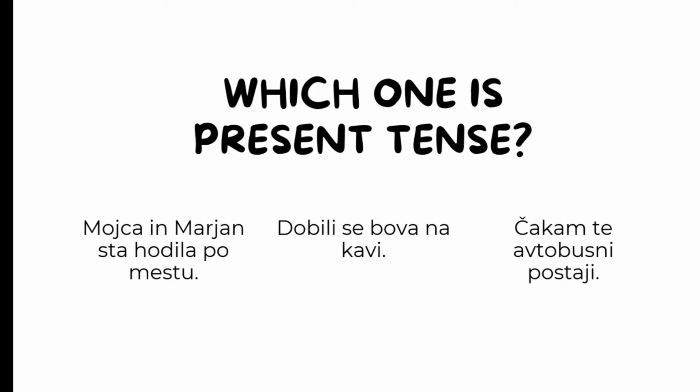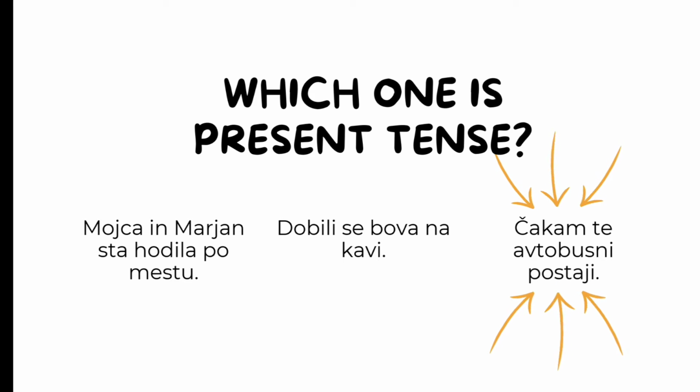Now, if you've been paying attention, you will be able to answer this. Which one is present tense? So we have three sentences. Mojca in Marjan sta hodila po mestu. Dobili se bova na kavi. Čakam te na avtobusni postaji. Here I forgot to write na, but yeah, I'm sorry about that. But basically, pause the video now and I'll tell you the answer in 3, 2, 1. Okay.